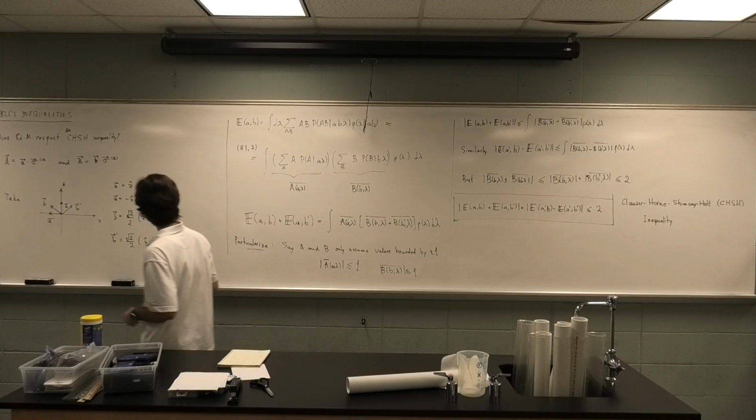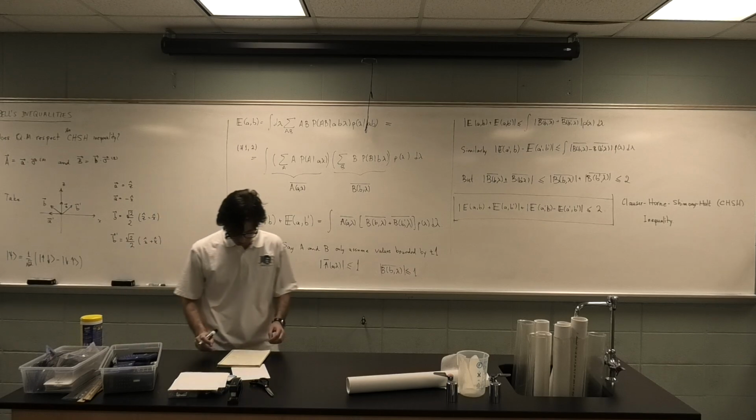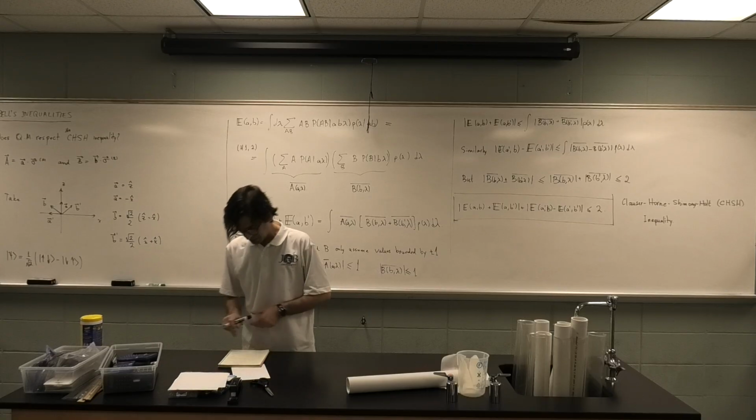And let's take a state. This is going to be a spin singlet. So 1 over square root of 2 of plus, minus, minus, plus. So that's just the Bell state. Okay, right.